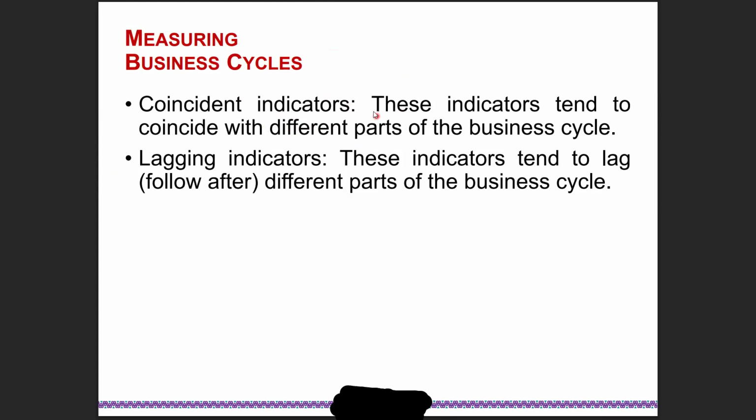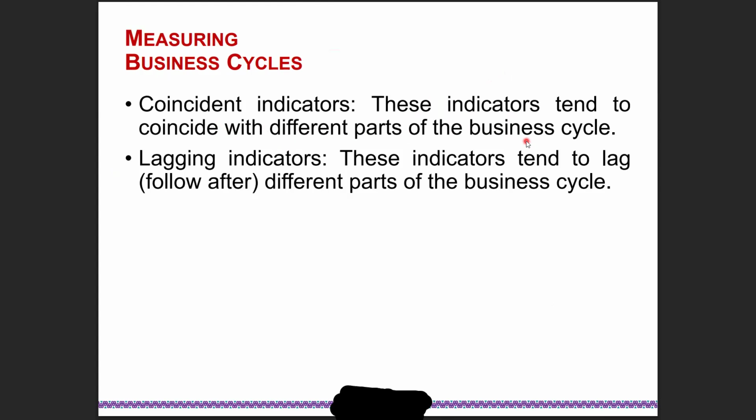So for coincidence indicators, we can make an example to say that when there's an increase in the production, within the business cycle we will see what? An improvement as well in the growth rate of the economy. Because these indicators tend to coincide with different parts of the business cycle.